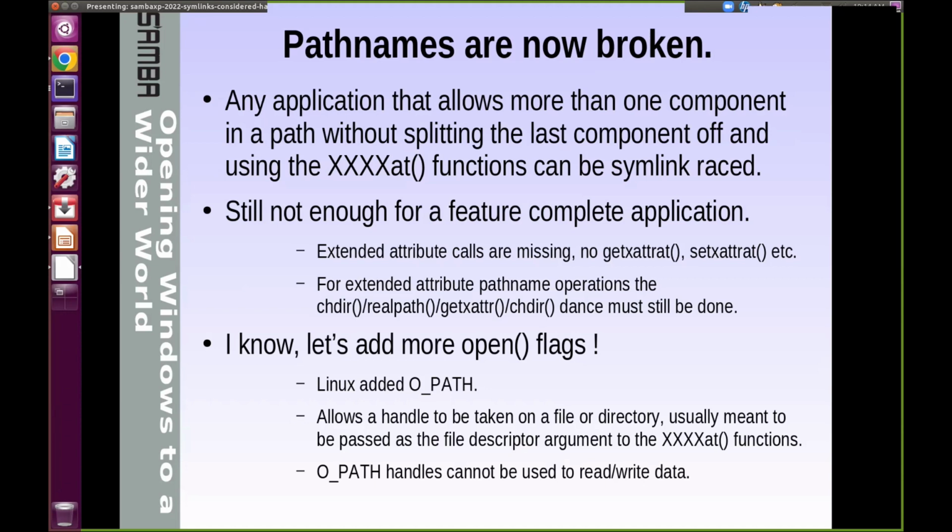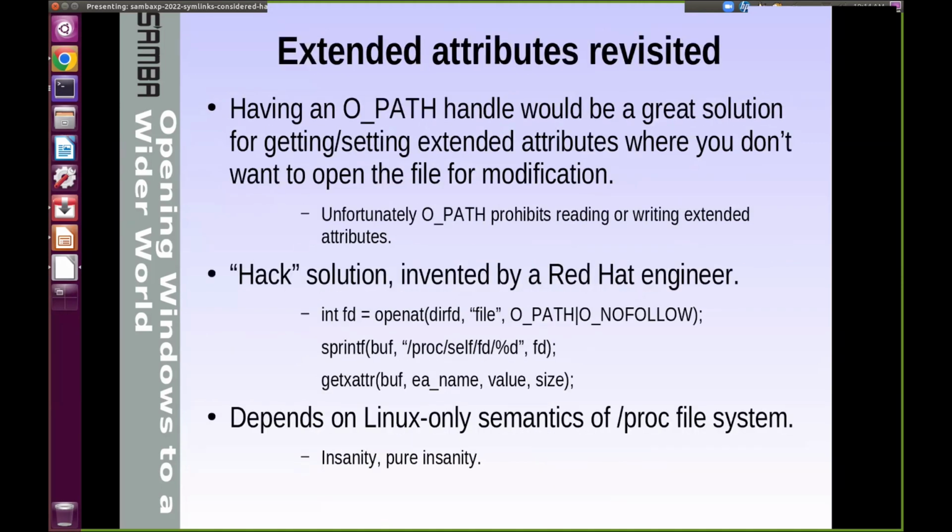Sometimes you want to take a reference to a file and you've got the rights to modify the extended attributes on it, but you don't want to open it for read or write. So you would really love to use O_PATH. You've already got it. It's convenient. So this isn't allowed. O_PATH specifically prohibits reading or writing extended attributes. So this is one of the most beautiful hacks I've ever seen. It's so ugly, it makes you want to vomit, but it's amazing.